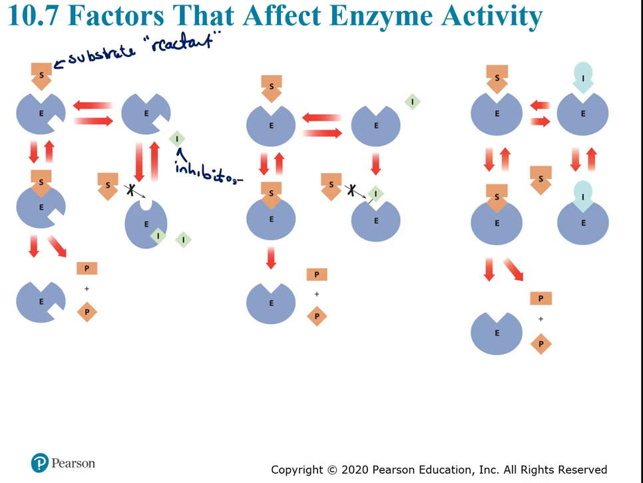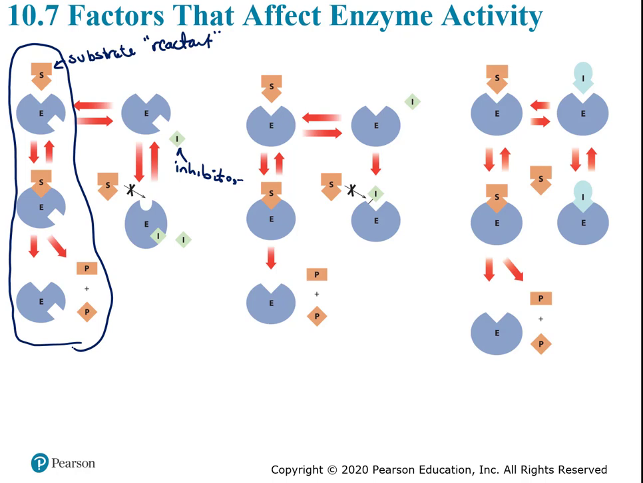Okay, so in this one, here's the normal reaction. Normally the enzyme's sitting there, the substrate binds, the reaction takes place, the product is released. So here's your product. This is the normal reaction if there's no inhibitor present.